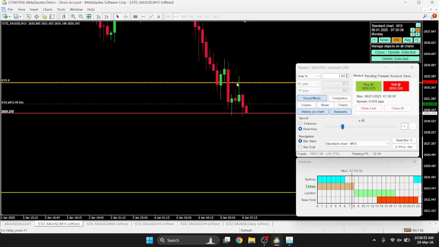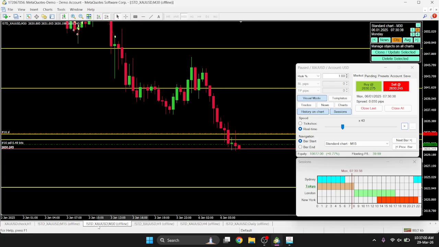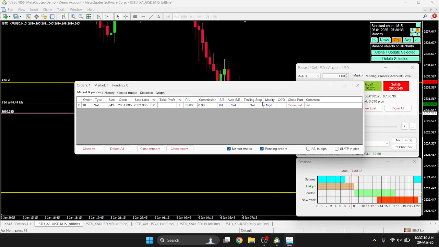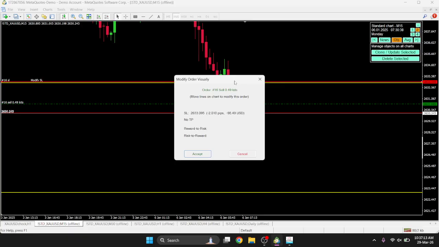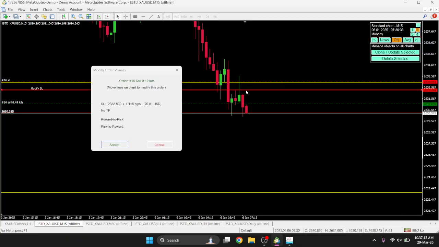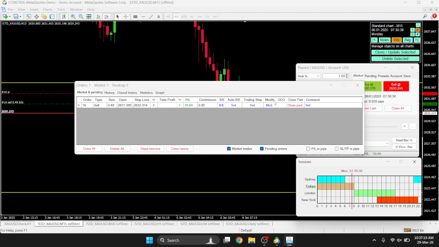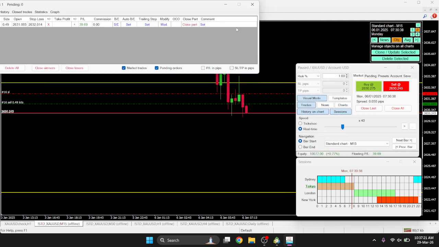So right now I am moving my SL to the previous 15-minute candle low, because there is no gap for the market to come back. So I'm modifying the trade, moving my SL to there. So my SL is just 9 pips. If I lose, I lose just $9.